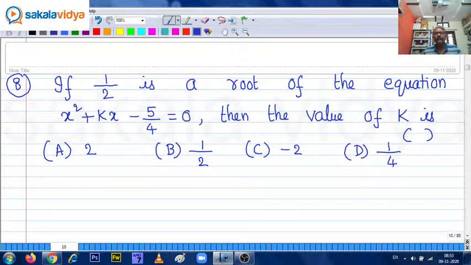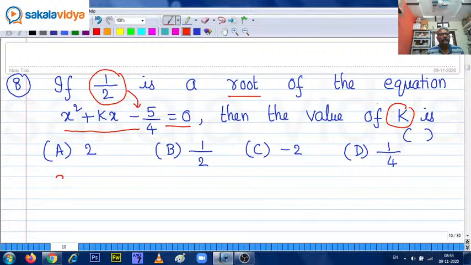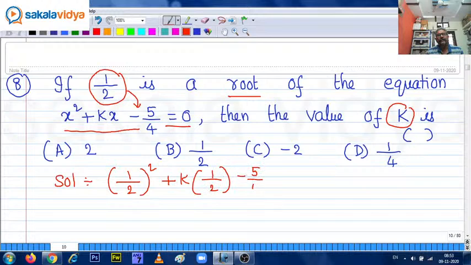Right. So let us move to this question now. 1 by 2 is a root of the equation x square plus kx minus 5 by 4 equals to 0. Then the value of k. So substitute this value in this one. Solution. Substituting, (1/2) square plus k times (1/2) minus 5 by 4 equals to 0. Let us simplify. 1 by 2 square is 1 by 4 plus this will be k by 2 minus 5 by 4 equals to 0.